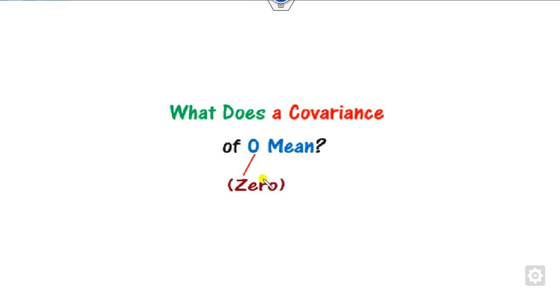What does covariance 0 mean? What is the meaning of covariance 0? We have seen the meaning of positive covariance. What is the meaning of that? If x increases, y increases. If x decreases, y decreases.